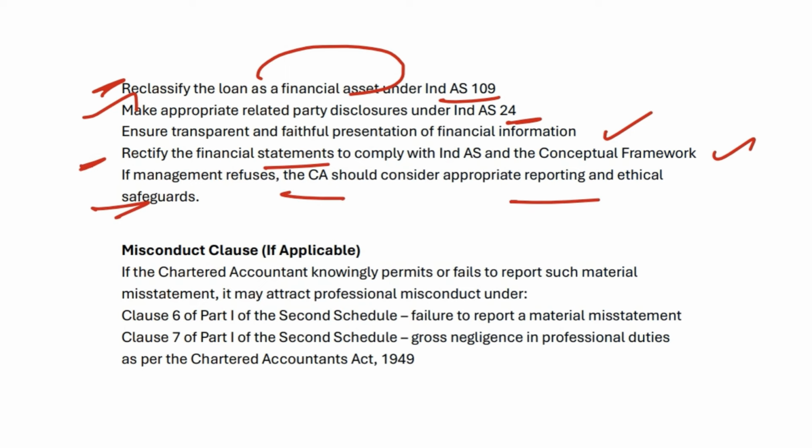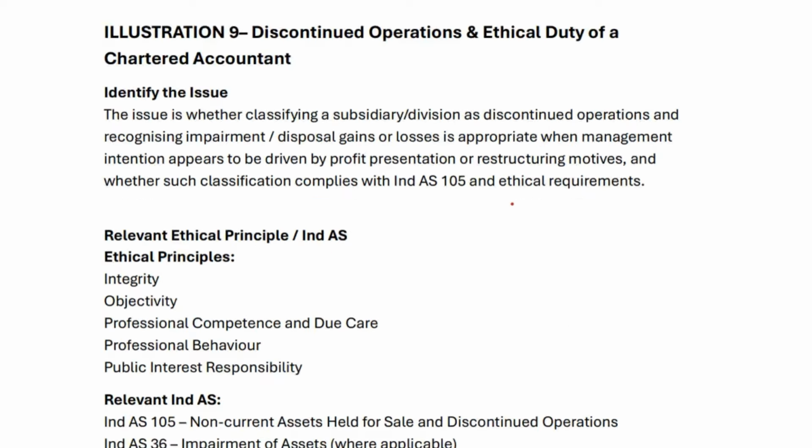And finally, the misconduct clause. If a chartered accountant knowingly permits, if he knows that these are material misstatements and he permits these things, then he will be guilty under clauses 6 and 7 of Part 1 of the Second Schedule, that is, failure to report the material misstatement and gross negligence in the duties as per the Chartered Accountants Act 1949. So this is this case study.